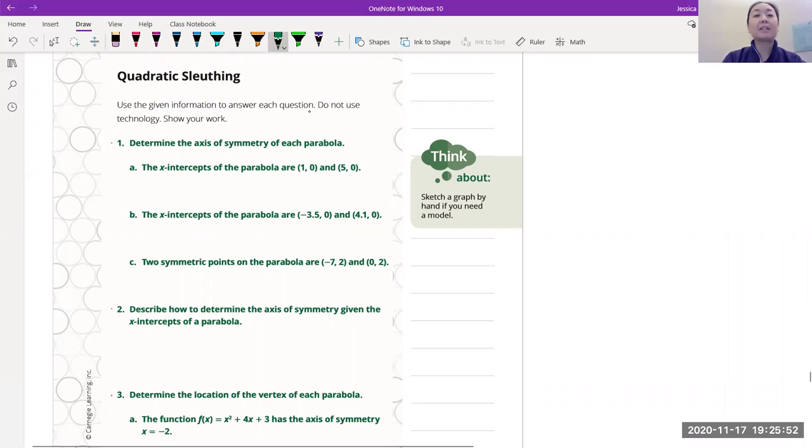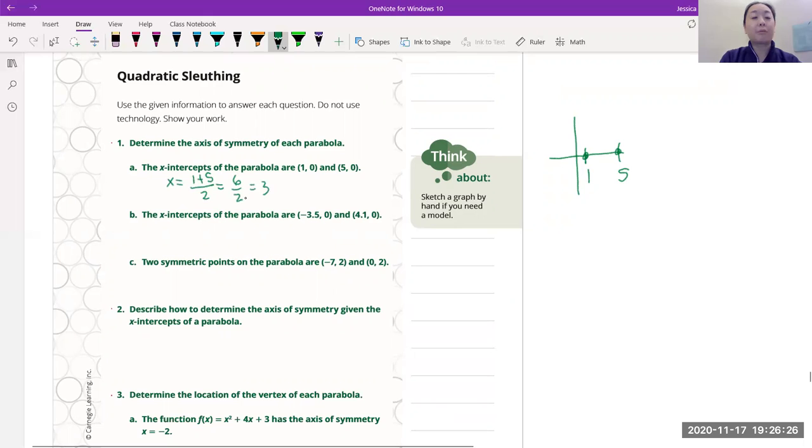All right, so determine the axis of symmetry of each parabola. The intercepts of the parabola are 1 and 5. I like to draw pictures so I can see what's going on. Here's 1, here's 5, and those are the roots. Where is the axis of symmetry? Remember, it's going to be halfway in between. So we're just going to add them up and divide by 2. So x is equal to 1 plus 5 divided by 2, which is 6 divided by 2, which is 3.